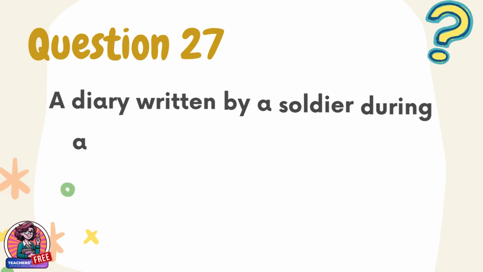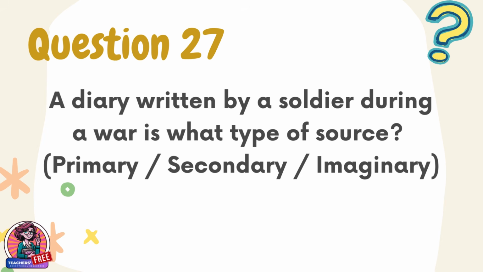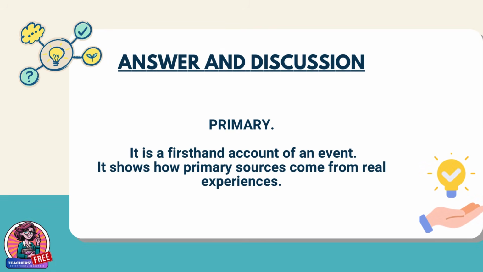Question 27. A diary written by a soldier during a war is what type of source? Primary, secondary, imaginary. Answer: primary. It is a first-hand account of an event. It shows how primary sources come from real experiences.